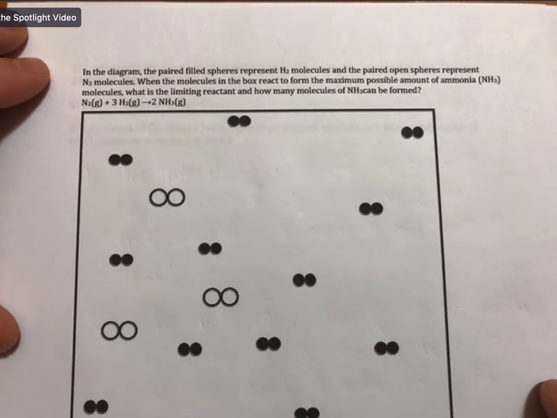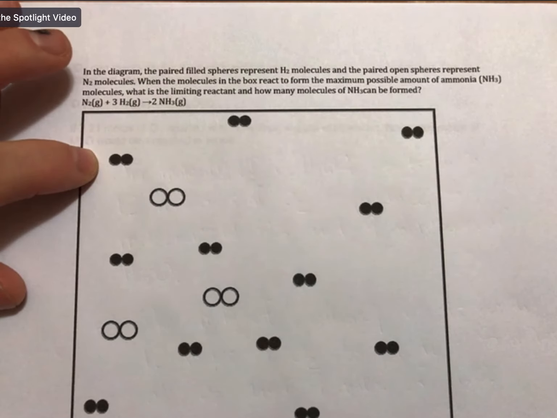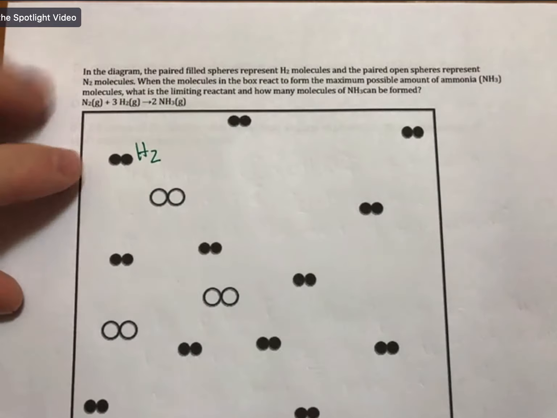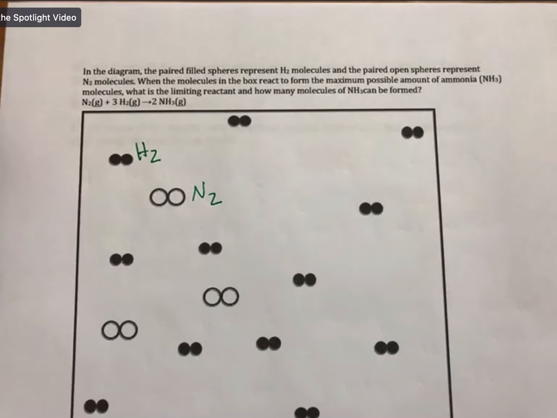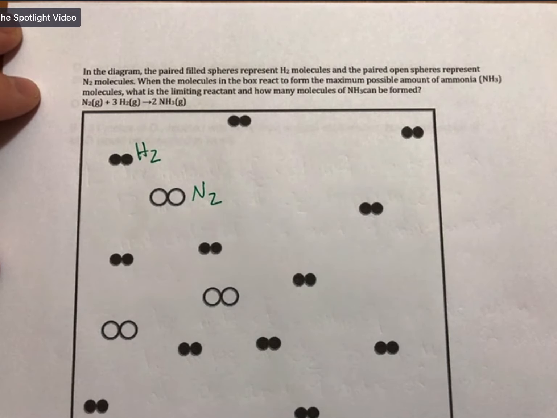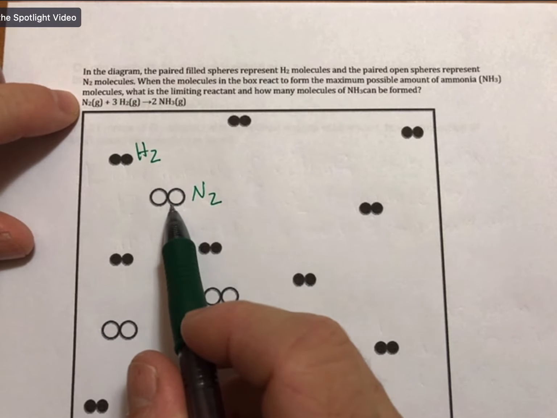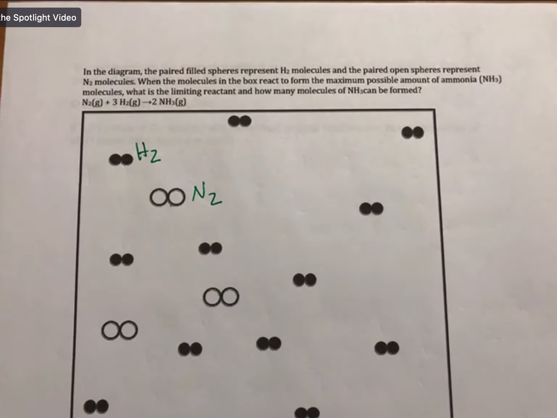The problem states, in the diagram, the paired filled spheres represent H2, and the paired open spheres represent N2 molecules. When the molecules in the box react to form the maximum possible amount of ammonia molecules, what is the limiting reactant and how many molecules of NH3 can be formed? And here's the balanced reaction. It says 1 molecule of N2 reacts with 3 molecules of H2 to make 2 molecules of NH3.